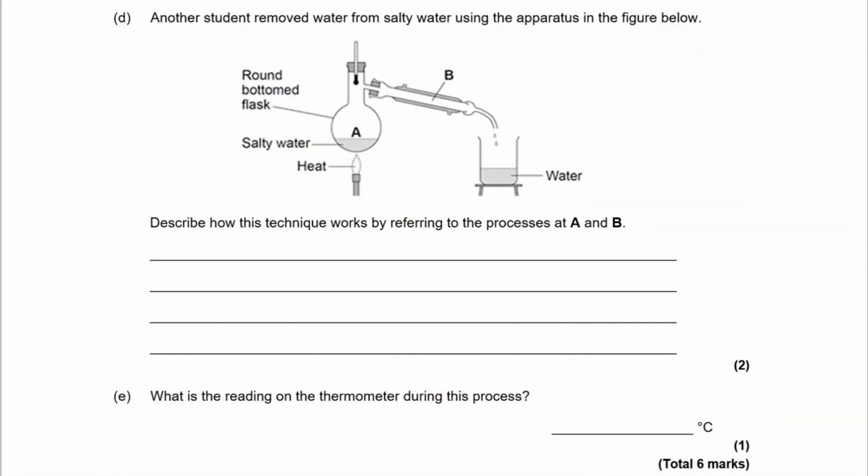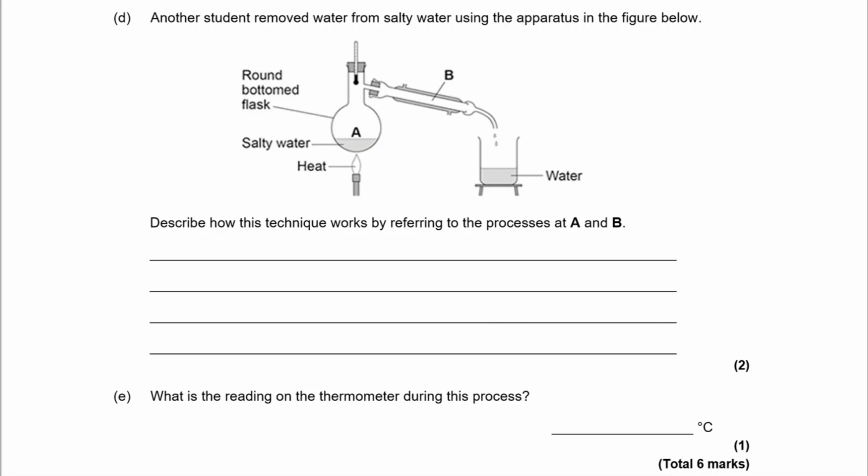Okay, we're going to move on to part D. We've got a diagram here which is showing a different method. And we've got the salty water, and we can see here that we've got a round bottom flask. We haven't got where the letter B is labelled. They've not told you that because it actually guides you towards the answer, and they're hoping to avoid it.